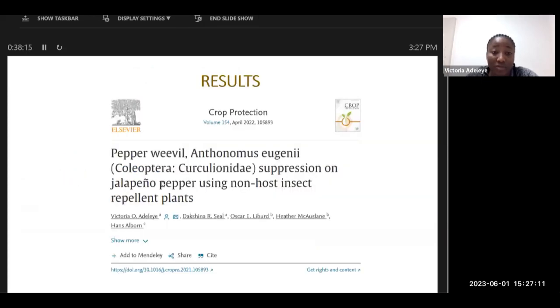The results from that study have also been published. In case you want to check, you can see it here. It was published in Crop Protection journal.